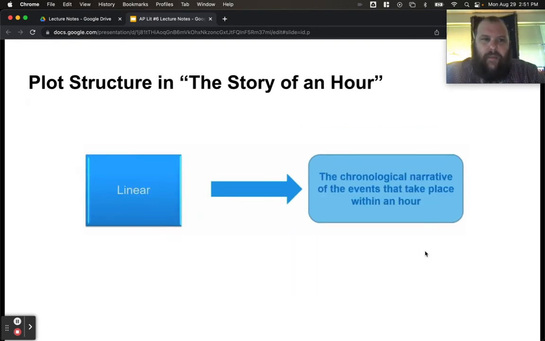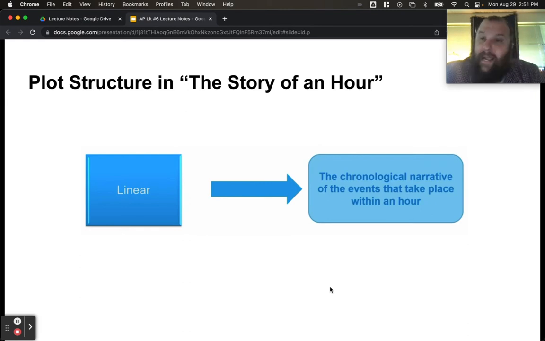So the plot structure in The Story of an Hour, right? It is linear, meaning the chronological narrative of the events that take place within an hour. That is how the narrative unfolds from start to finish.